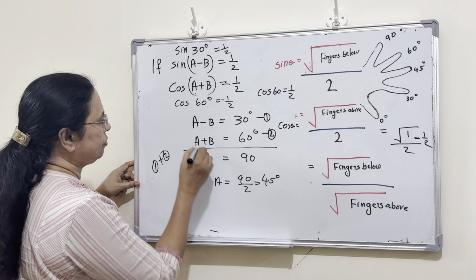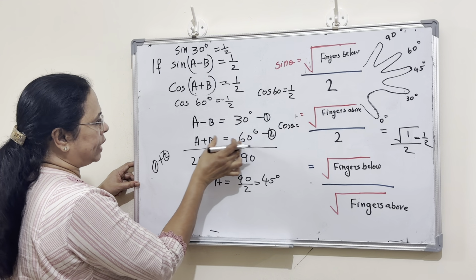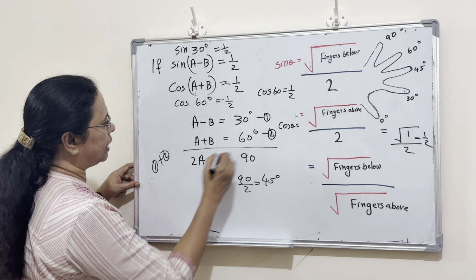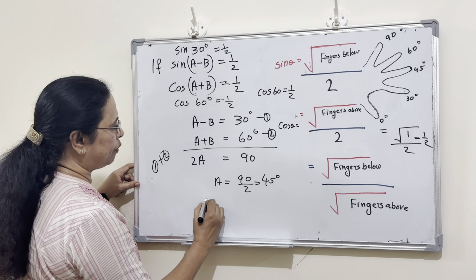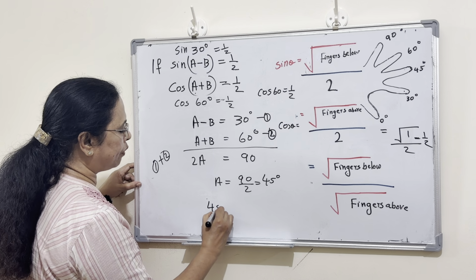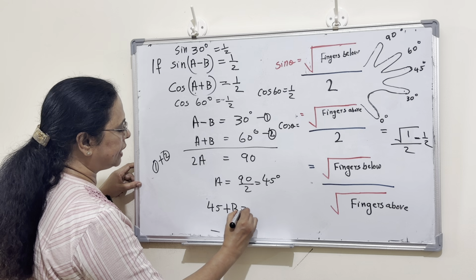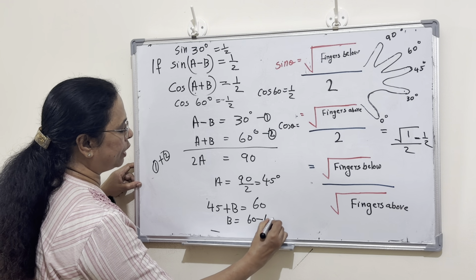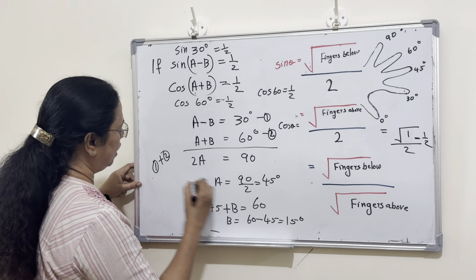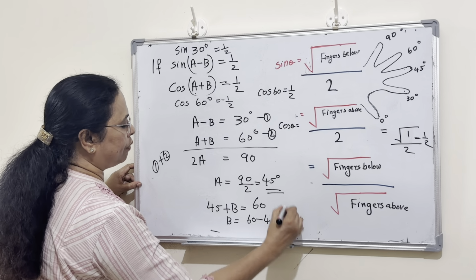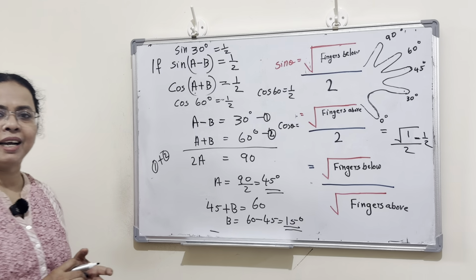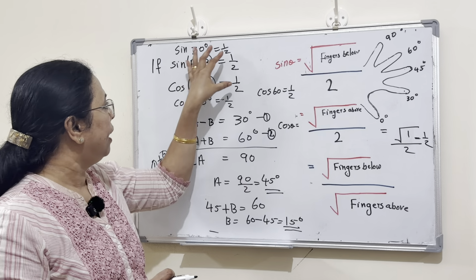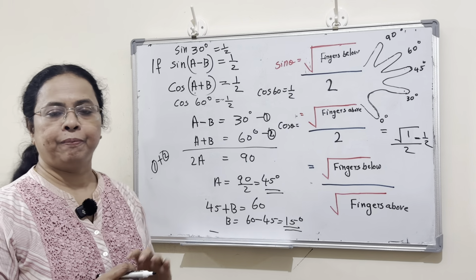Now in this A plus B equation, you can substitute this value of A, in equation 2 because it is a plus equation. So for A plus B equals 60, A I got 45, so 45 plus B is equal to 60. So B is equal to how much? 60 minus 45, that is equal to 15 degree. So now I got A is 45 degree, B is 15 degree. That's all. Like that we can do whatever problem we need, if you know the ratio corresponds to which angle. Okay, that's all.